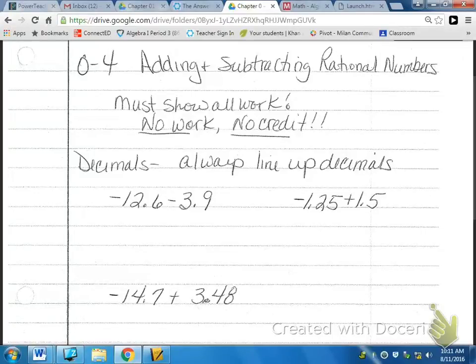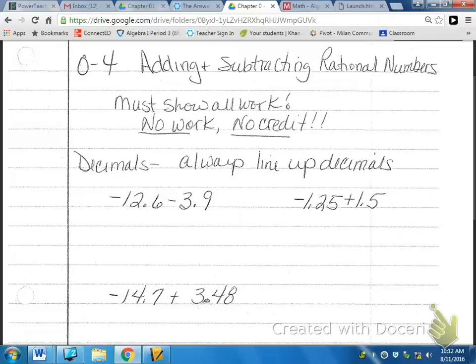Lesson 04, adding and subtracting rational numbers. On these problems, remember that you must show all work. You are not allowed to use calculators yet. If there's no work, you don't get any credit. This is part of that quiz that you have to master before you get to use a calculator.